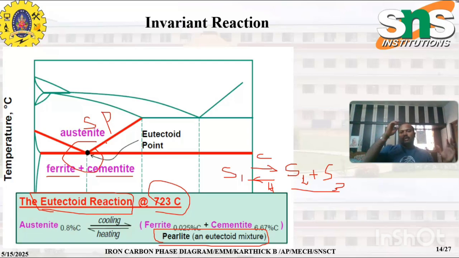In summary, we have seen the major phases, the carbon content, and the invariant reactions. All these combined together form the iron carbon phase diagram, which is the most important diagram, the base of all ferrous materials dealing industries. In this world, industries dealing with cast iron and ferrous materials are running based upon this iron carbon phase diagram. So that's all for today.